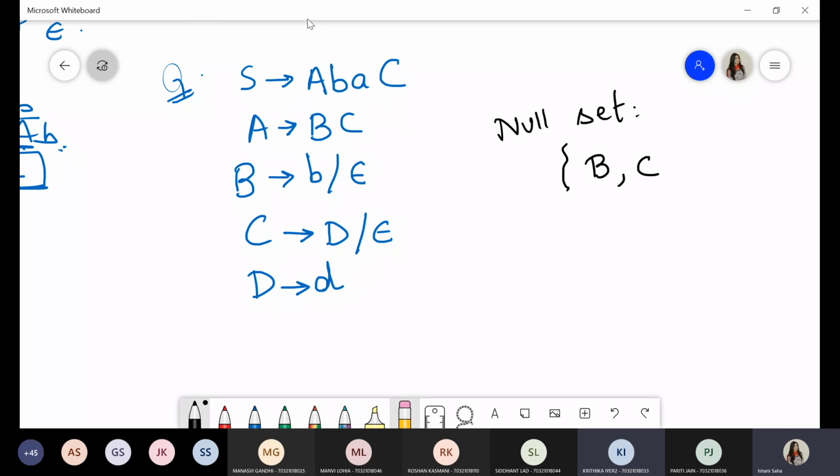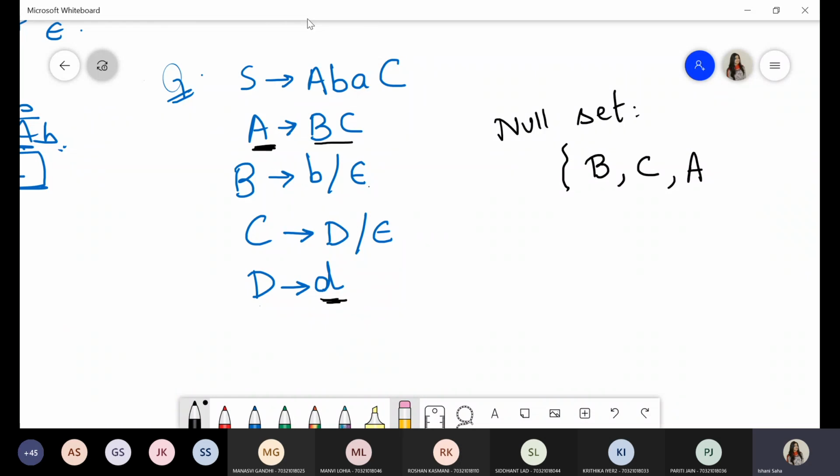Now let's check if any other is there which is indirectly generating. D is just generating a terminal, so obviously it is not there. B and C we have already included. Let's check A. A is generating B and C together, and both of them are directly included. So even A would be a part. This A is indirectly generating epsilon.